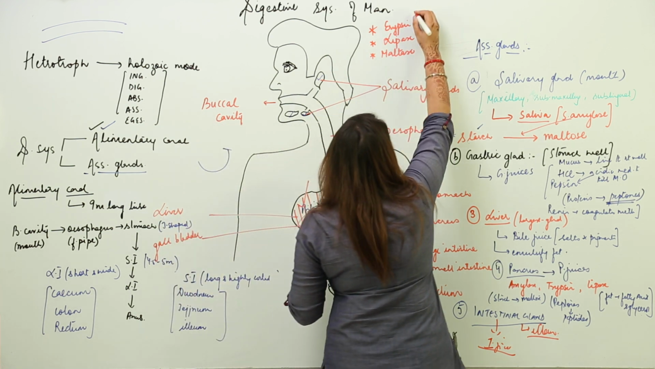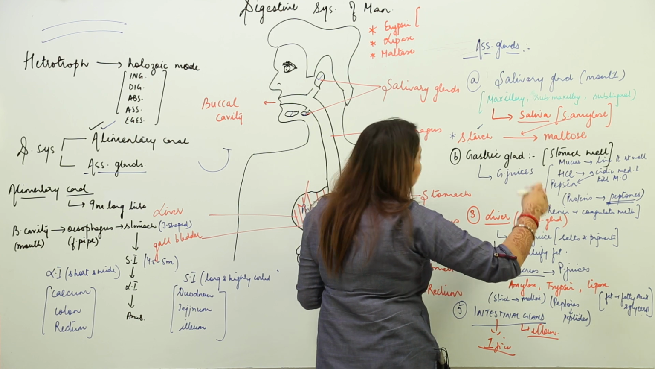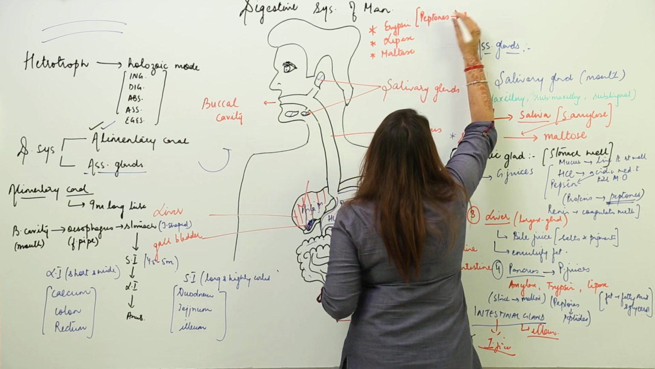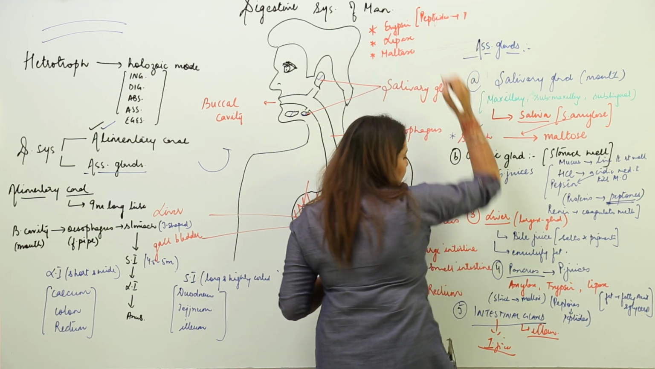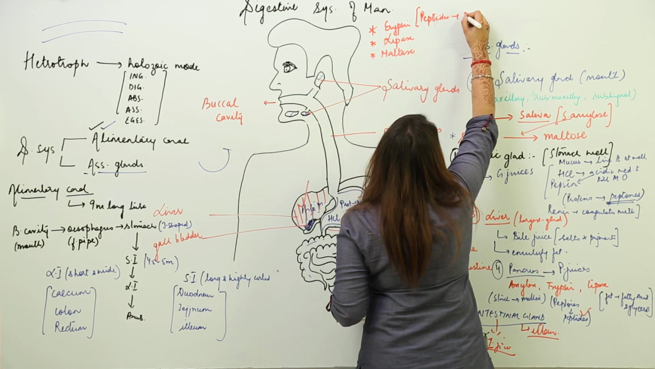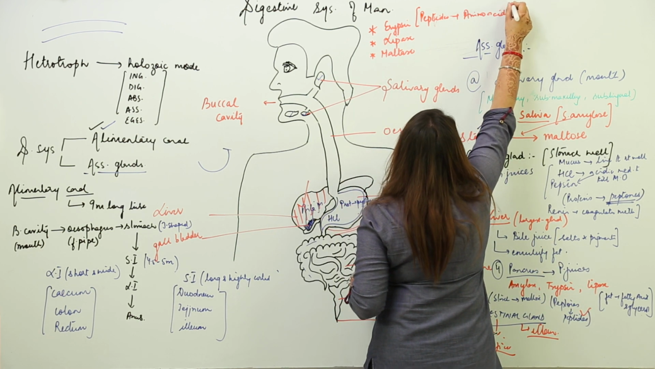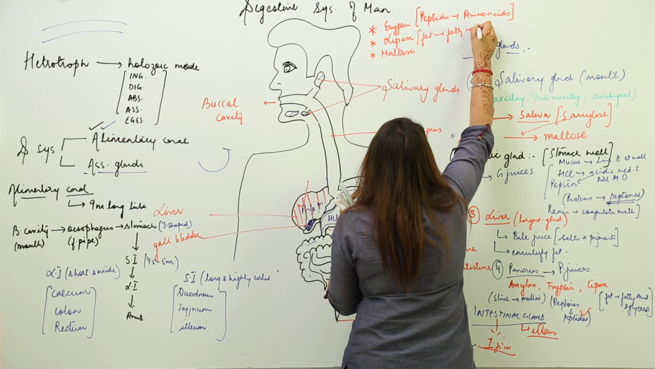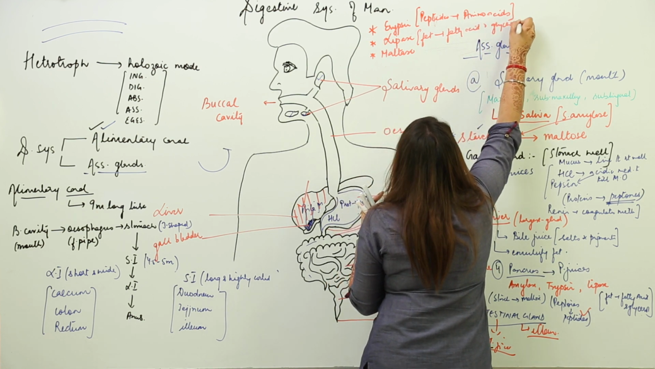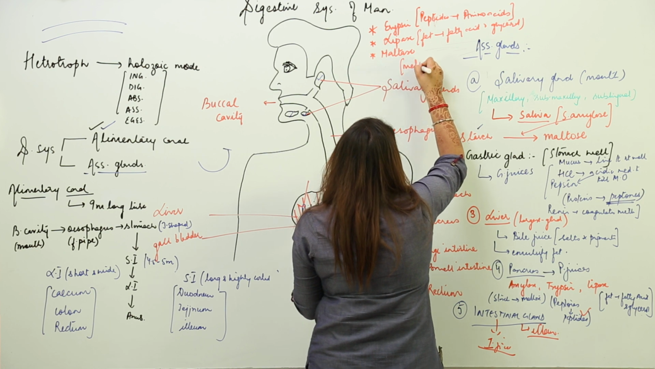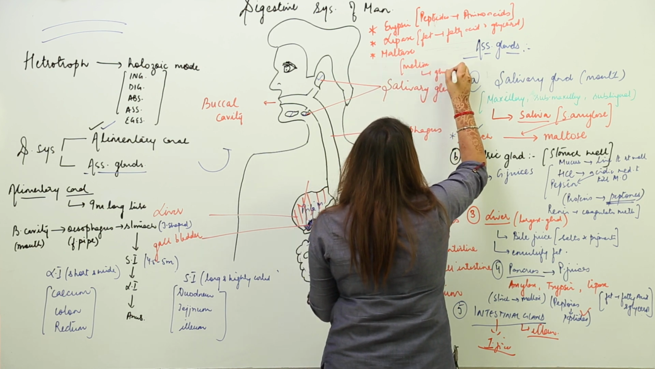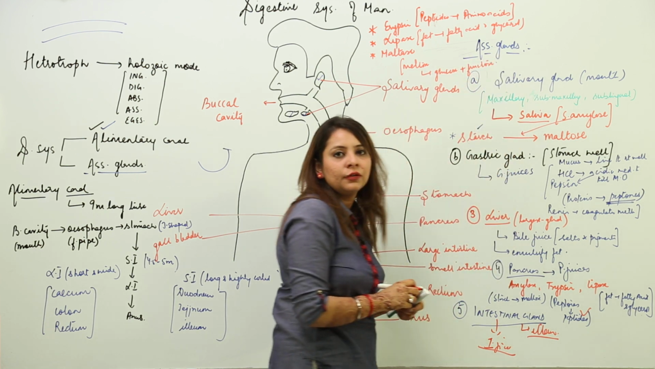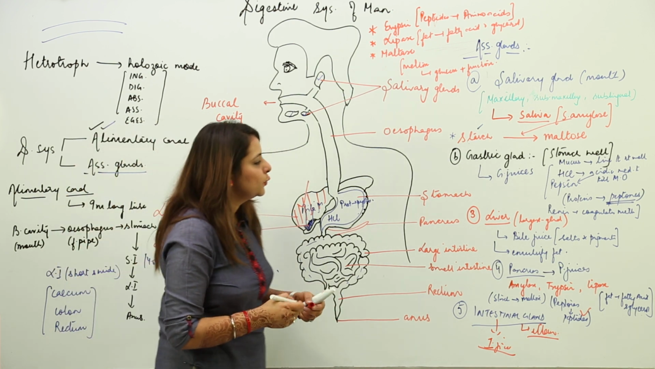So what does erepsin do? It ends the digestion. How? It converts the peptides, which were already converted from peptones, into amino acids. Lipase converts all the emulsified fat again into fatty acid and glycerol, and maltase converts all the maltose into glucose and fructose. So this is what the intestinal juice does for us.